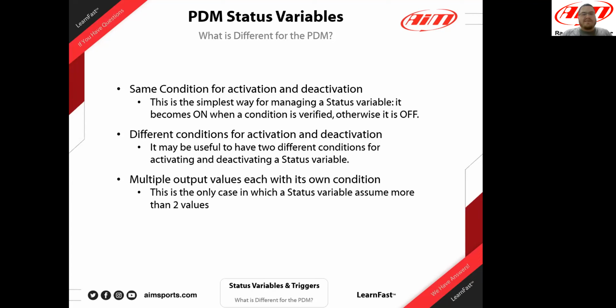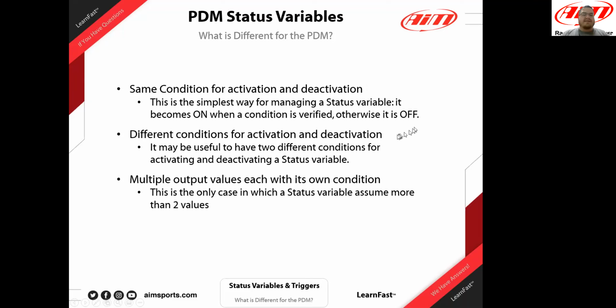Well, this is where our language has changed since the last time we touched on these. It used to be a status variable with 1 or 0, true or false, simply. Now it is generally a true or false type of thing. A PDM status variable, we actually have 3 different items we can set up, different from our 1.2s at the moment. You have the same condition for activation and deactivation. Very simply, the way you manage a status variable comes on if verified, otherwise it is off. This is the one we've mostly talked about today.